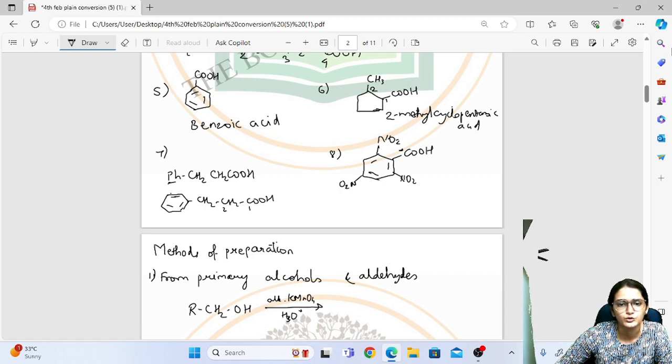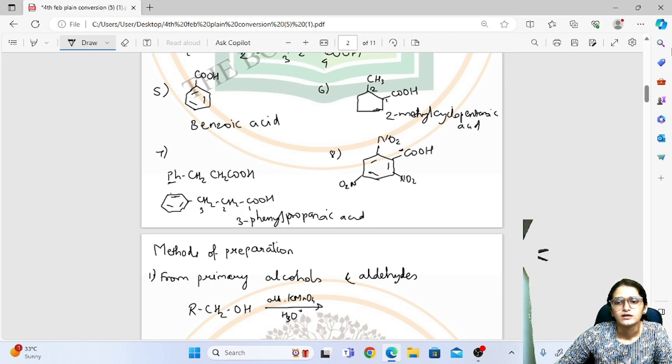So 1, 2, 3. In this main chain we have 3 carbons. Now why is this considered as a main chain? Because our main group, that is the carboxyl group, is present in this aliphatic chain. Okay, and at the third carbon we have this phenyl group, so the name will become 3-phenyl, and 3 carbons are there, so propanoic acid.